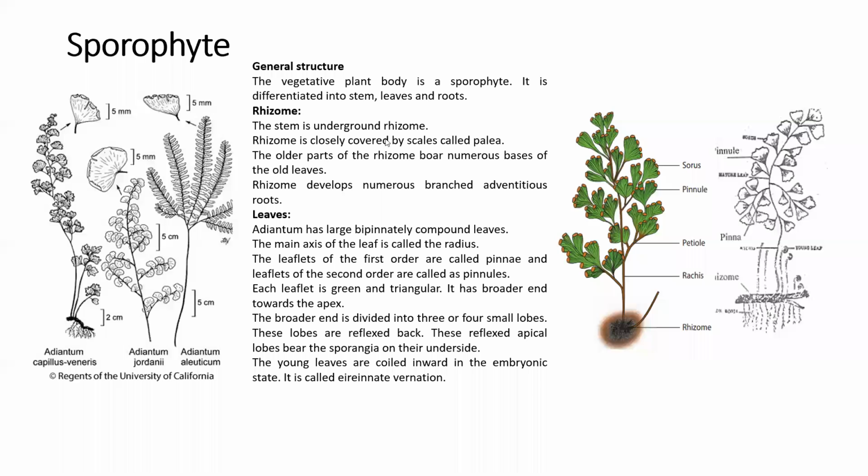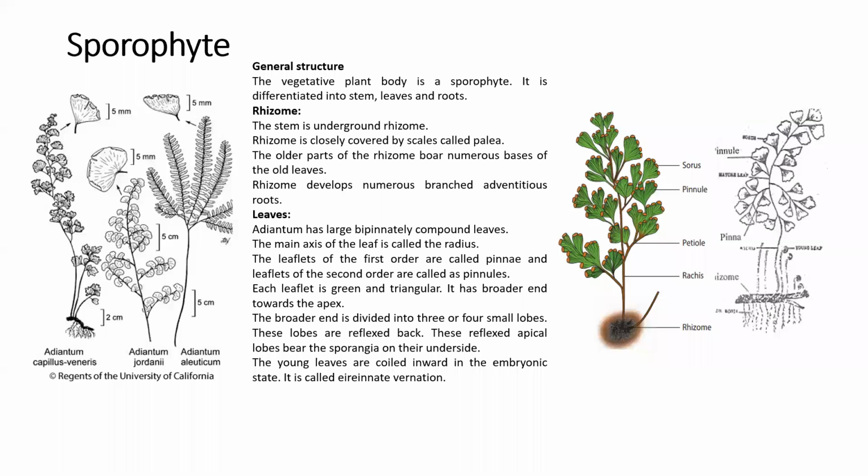On the basis of their morphology, basically two major structures are in the Adiantum sporophyte. First one is the rhizome, second is the leaves. Although on the basis of their structure, they are differentiated into stem, leaves, and roots. The basic structures for differentiation of this sporophyte are the rhizome, leaves, and the rachis or the petiole. First one is the rhizome.